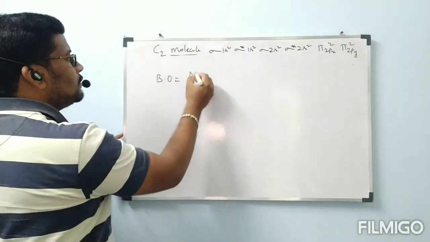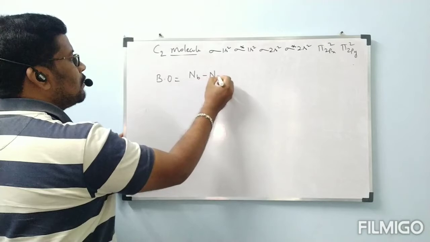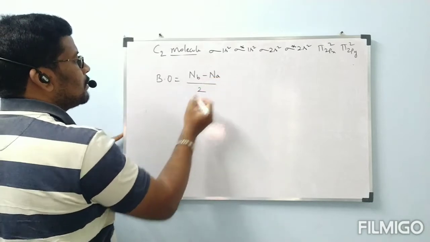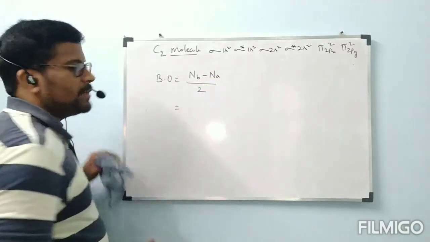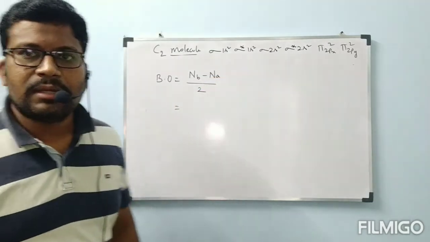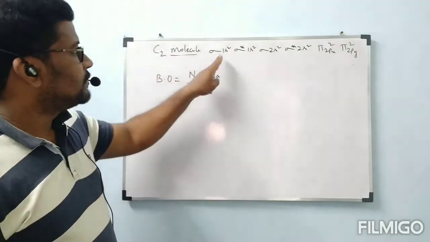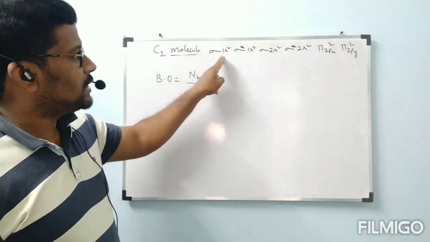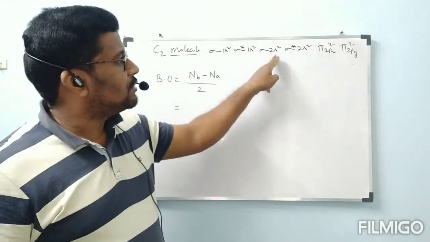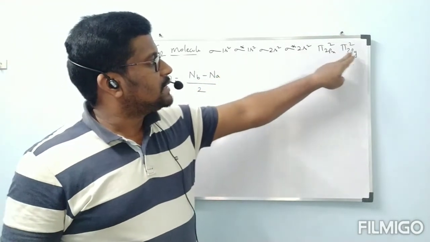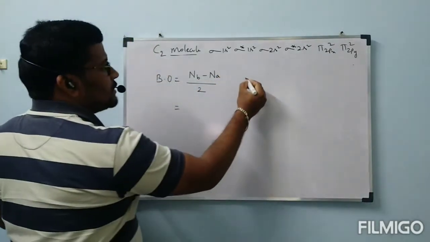Bond order is equal to (NB minus Na) by 2. What is meant by NB? Number of electrons present in bonding molecular orbitals. 2, 4, 6, 8. NB is equal to 8.